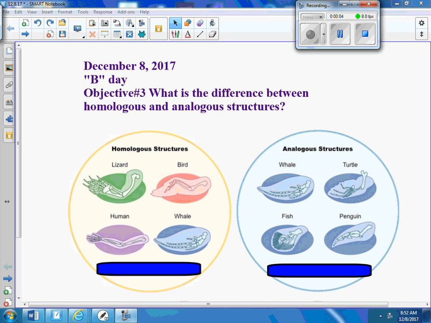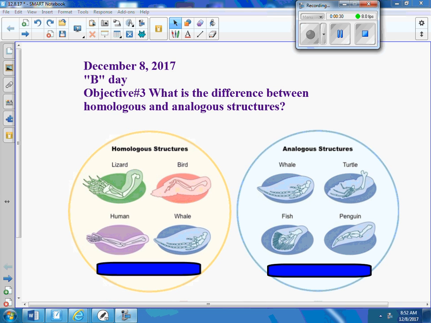Our third objective of this unit is what is the difference between homologous structures and analogous structures. Sorry, my pronunciation is not that good with certain words that get me tongue-tied, like plastic spoons. All right, I'm over it. Anyway, you're going to be doing a lab that makes you look at these three different things and analyze them.